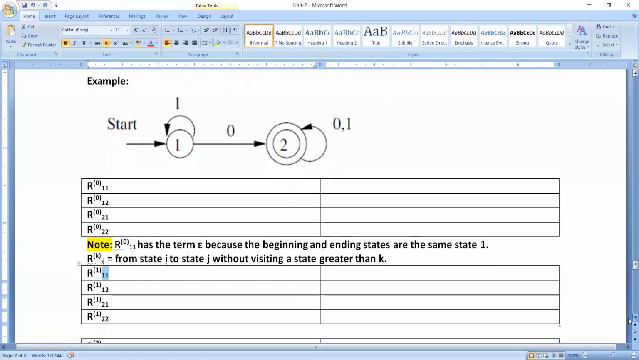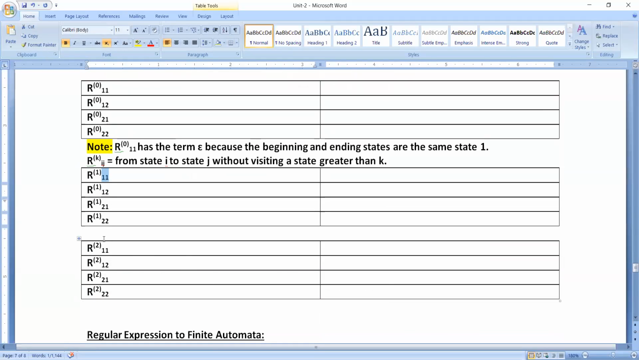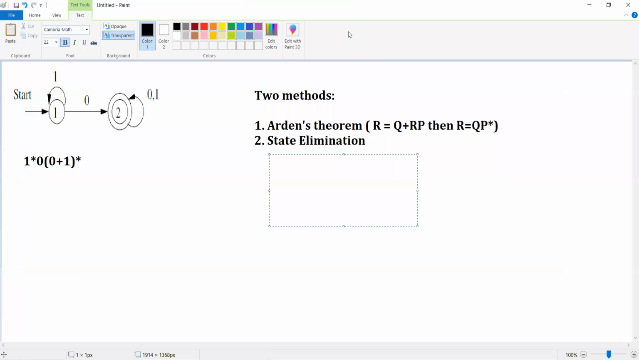And then the third one is R power 2. What R power 2 represents is that you are now searching for a path from state 1 to state 1 with two intermediate nodes lying in between them. Now let me represent this in the paint screen. Have a look at this.